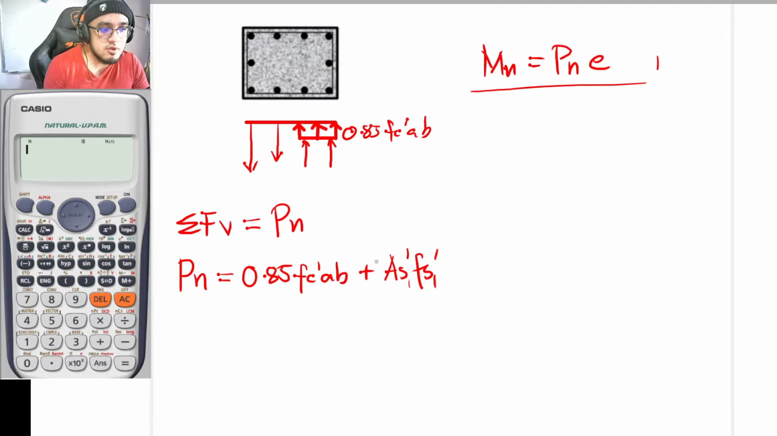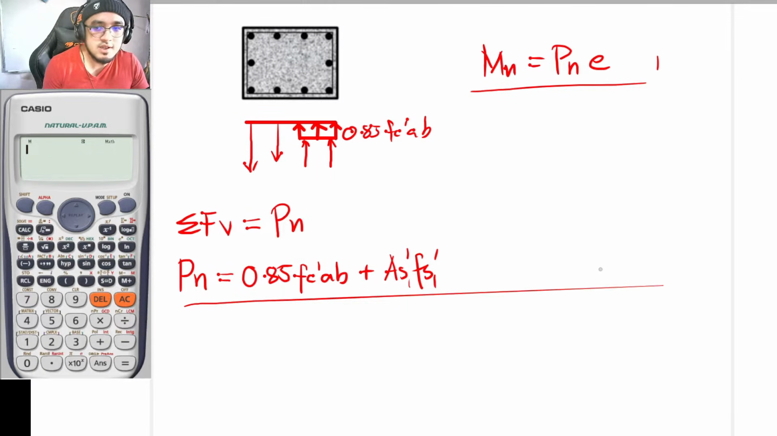So generally speaking, let us just write it this way. But once again, if you would be having multiple layers, of course, you must add all of them. Okay, but as a representation of our general formula, I will just be writing it this way. Okay. So that is for your forces going up. But what about for your forces going down? So that is now to be equal to As fs.